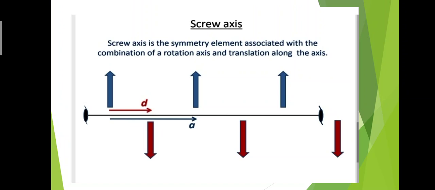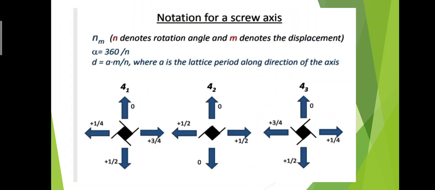Screw axis is the symmetry element associated with the combination of a rotation axis and translation along the axis. Translation, rotation. Notation of the screw axis: N denotes rotation angle and M denotes the displacement. Alpha is equal to 360 over N. D is equal to a times M over N, where a is the lattice period along the direction of the axis.